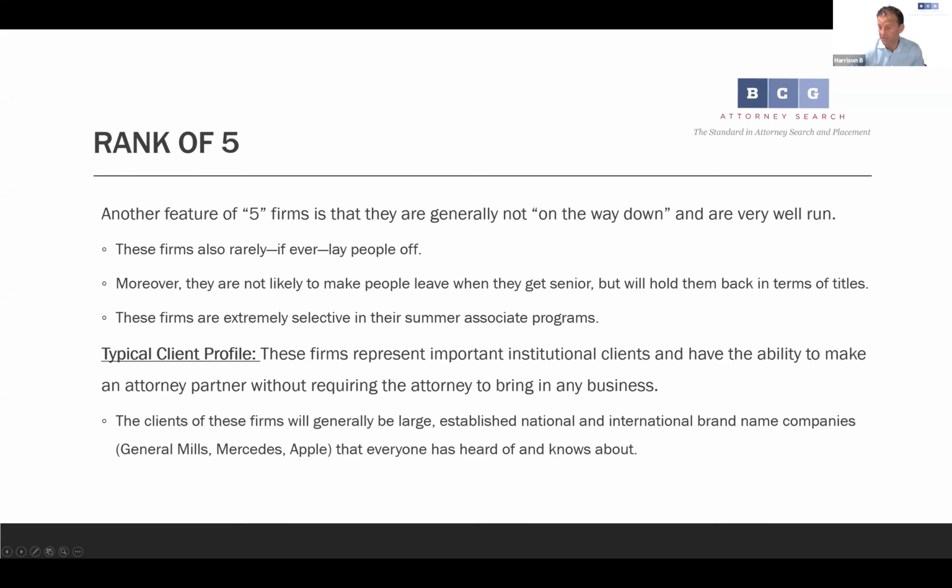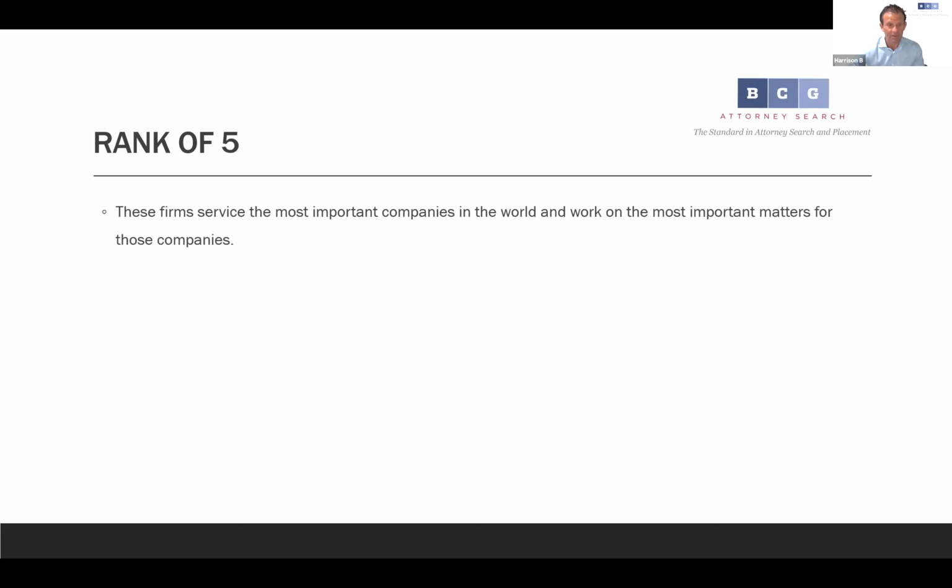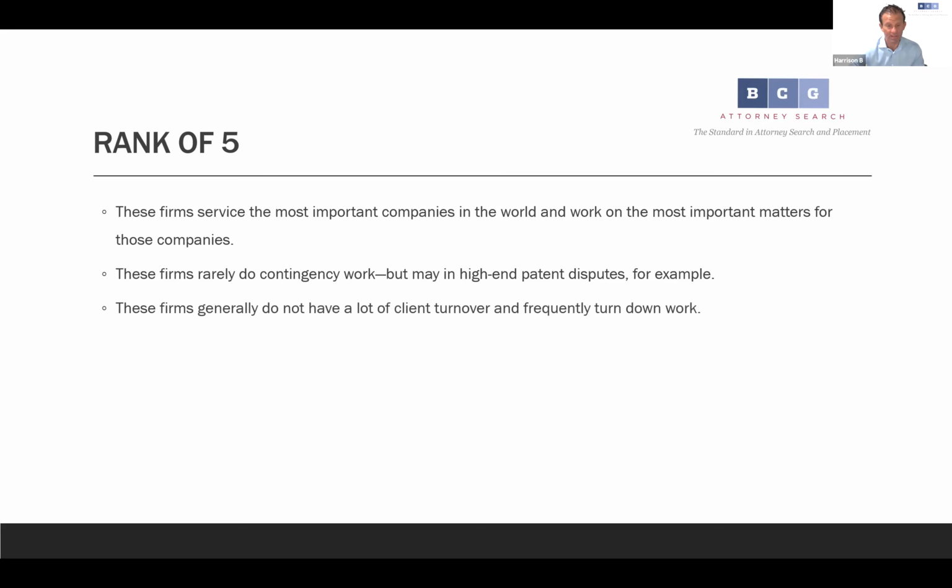And these companies have the money to pay unlimited legal bills. They don't really care. They will just continue paying legal bills, and they're not that concerned about paying big bills. And they service the most important companies, and take on the most important matters for these companies. They often don't do contingency work, but sometimes they will, like in a high-end patent dispute. Quinn Emanuel, for example, does a lot of that, and some of these other firms do, but because they have so much income coming in and they're hourly, they prefer to keep that.